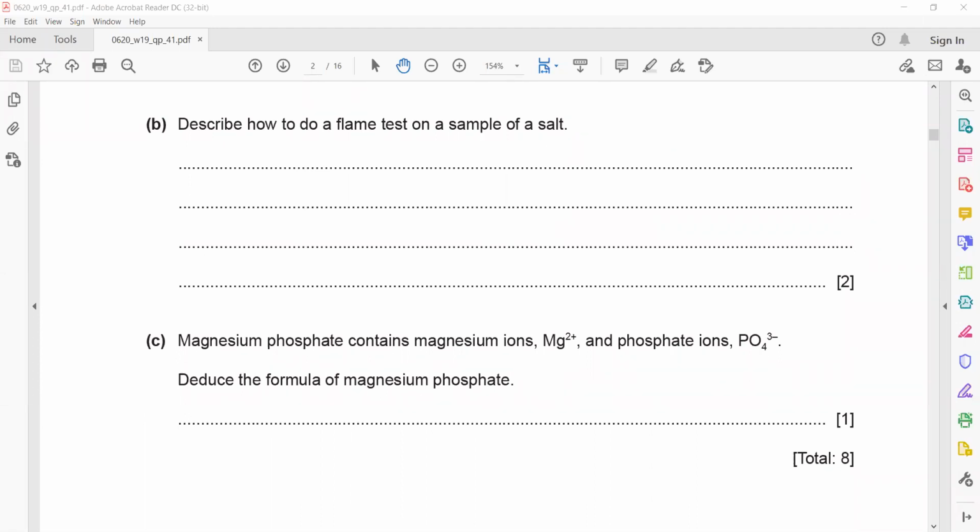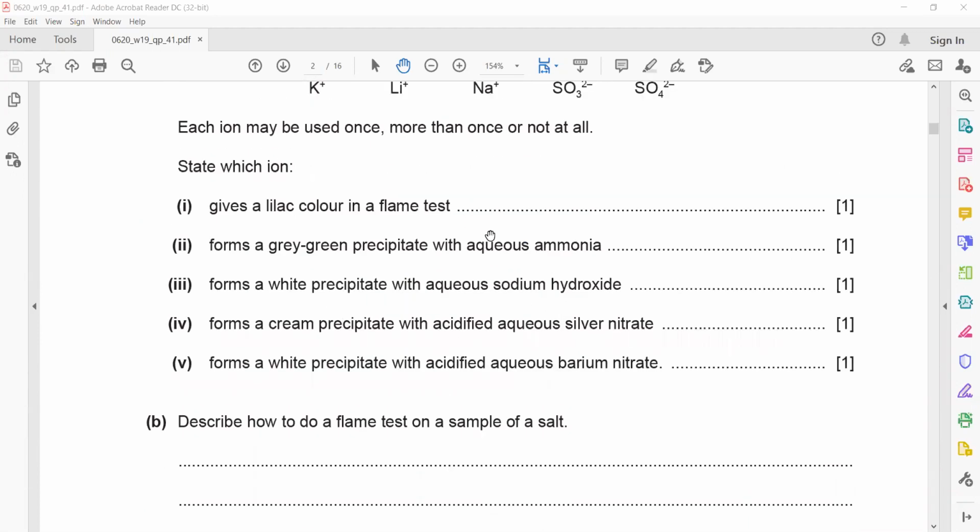This last question is having different, like this test for the flame test lilac, so it means it is from periodic table. This is acid, alkali, and salt identification, because when you add aqueous ammonia, give a gray-green precipitate. So this part is actually salt identification, the test for the ions.